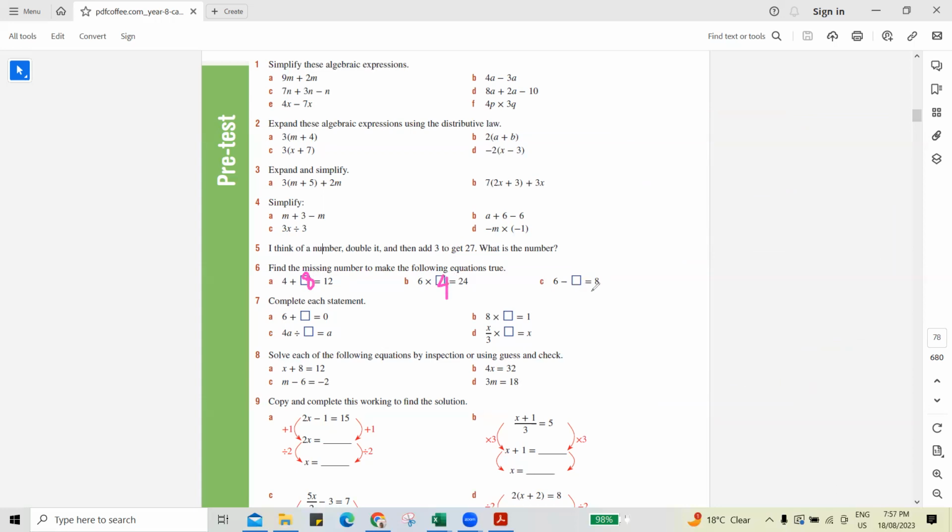If you want to get 8, what should be here to take away? 6 take away a number, it becomes 8. What should be the number? It's a tricky one. Because 6 is smaller than 8. How do you do that? Can you write down on your book this one and figure out?